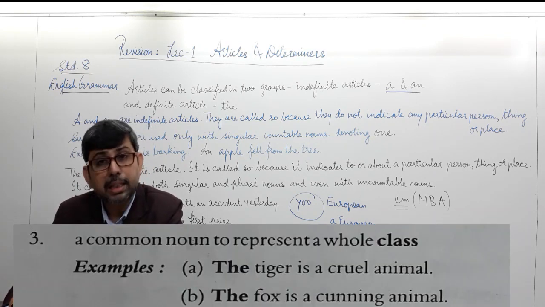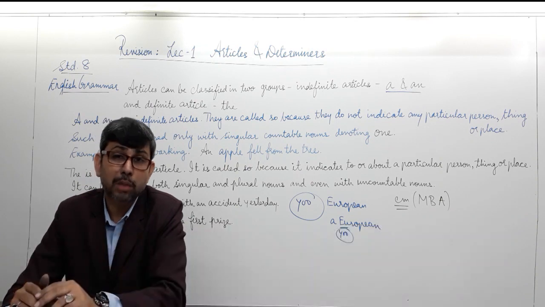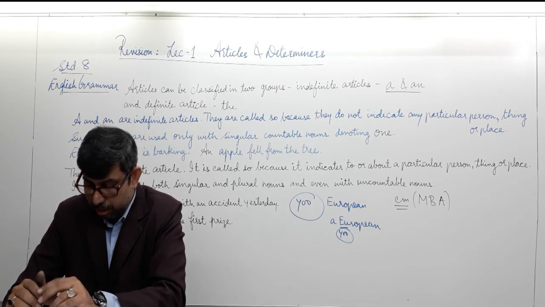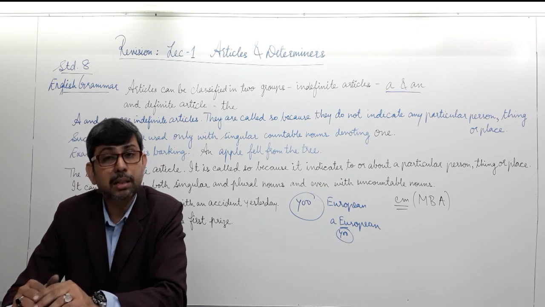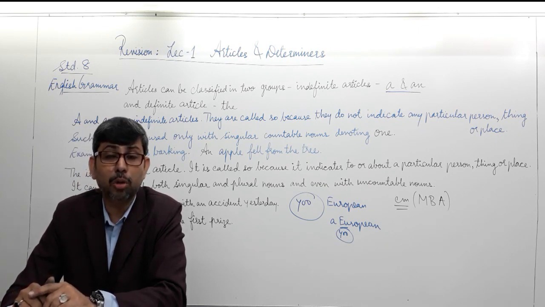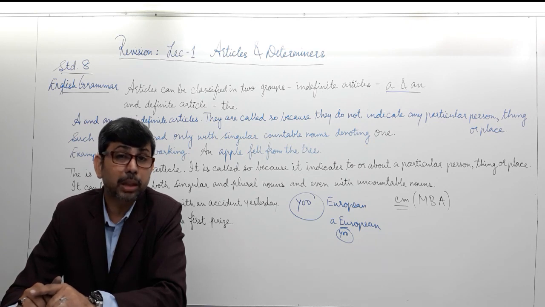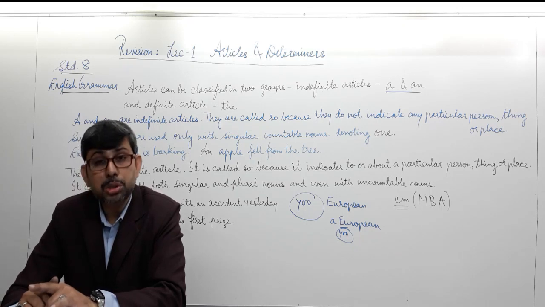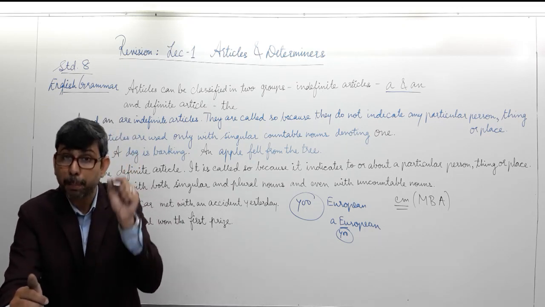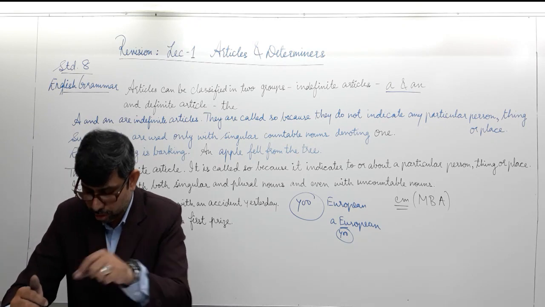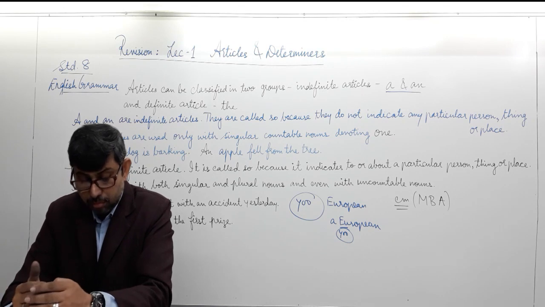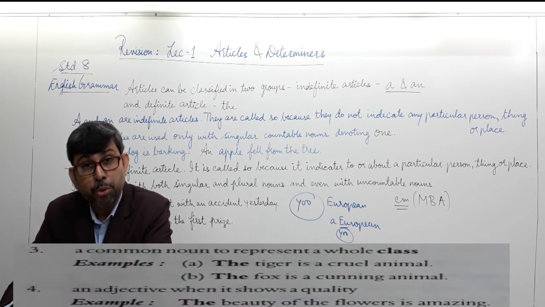The fox is a cunning animal. We are referring to all the foxes that are found in the jungle. The fox is a cunning animal and the tiger is a cruel animal, where tiger and fox represent the entire community or class of foxes and tigers, which is a common noun. In this way we use the article the. We are not talking about a particular tiger or a particular fox. The fourth usage of the article the, an adjective when it shows a quality.